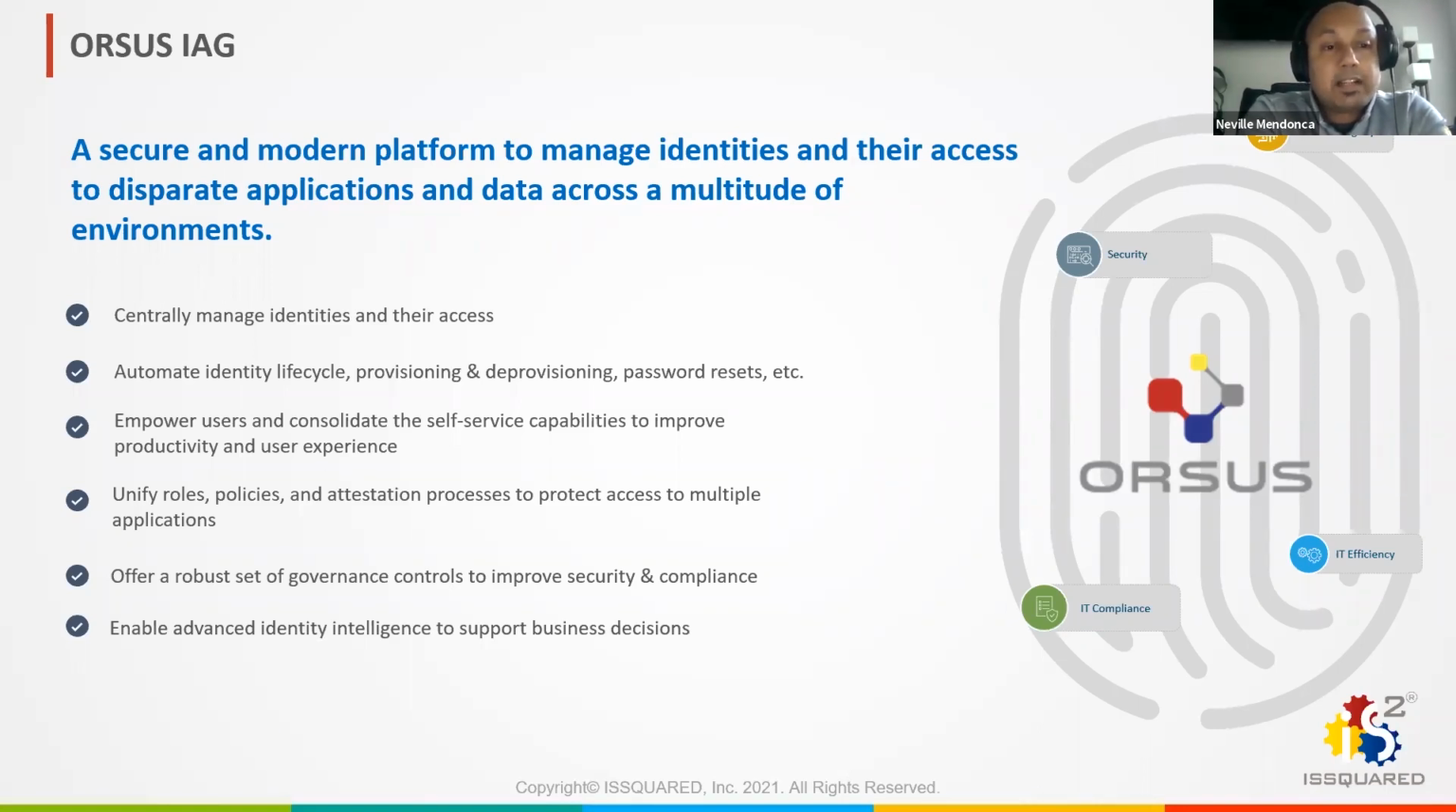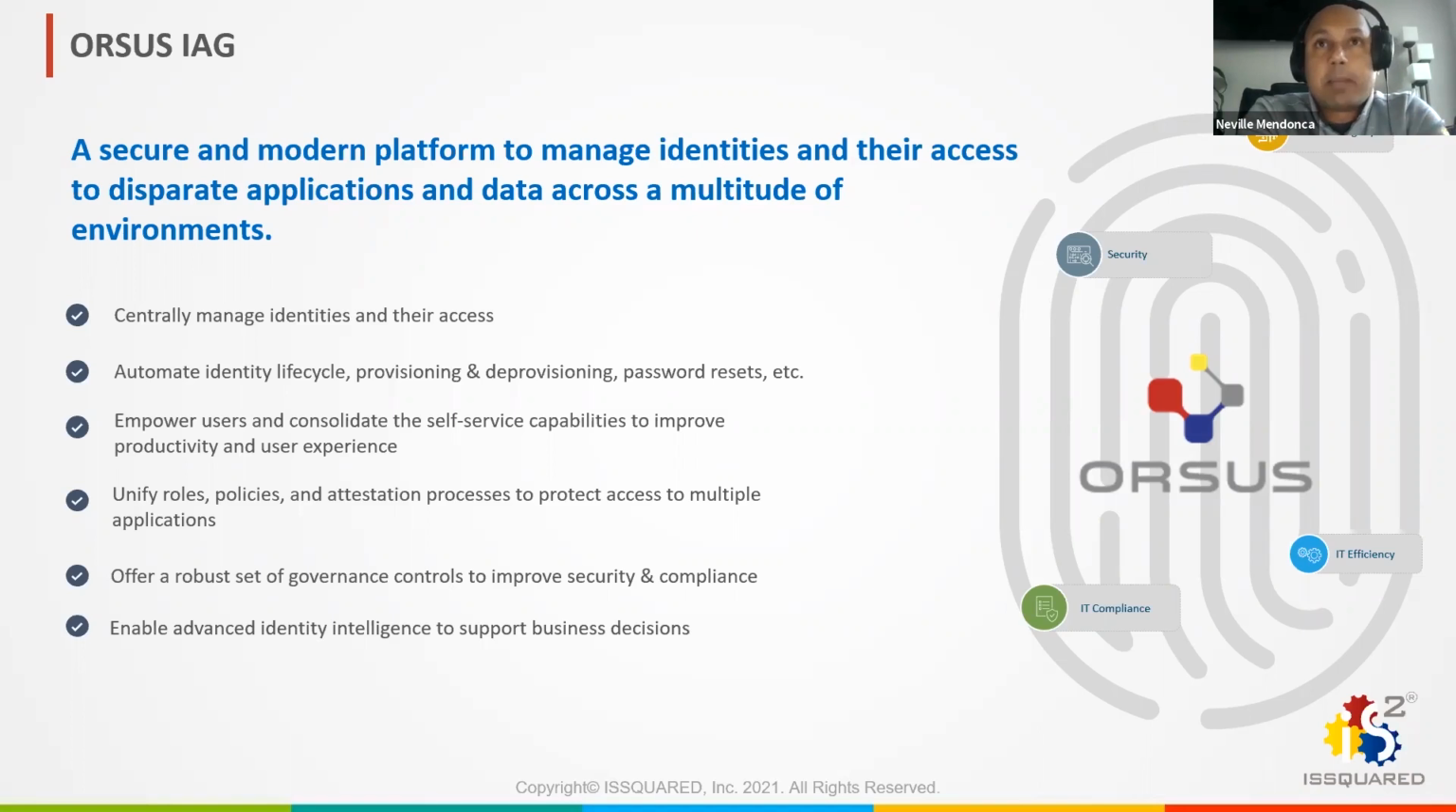ORSUS comes with a self-service portal, which enables end users to perform ad hoc tasks such as requesting access and resetting passwords. It lets managers and access gatekeepers go to the same portal and approve or reject requests. Then there are access certifications and reviews. Managers, end users, or these access gatekeepers can go to the self-service portal and perform attestation reviews and completions.